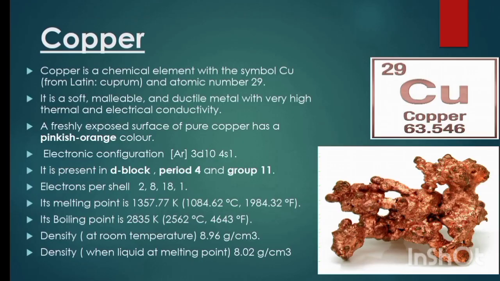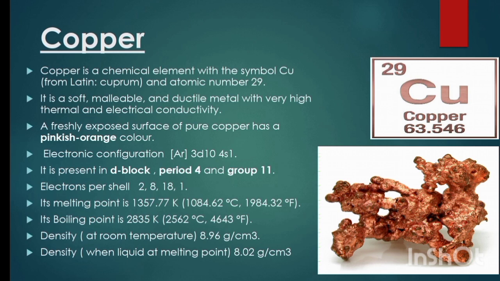Now we will discuss different types of metals which are used in mobile phones. Number 1, copper. Copper is a chemical element with symbol Cu, atomic number 29, and its mass number is 63. It is a soft, malleable and ductile metal with very high thermal and electrical conductivity. A freshly exposed surface of pure copper has a pinkish orange color.